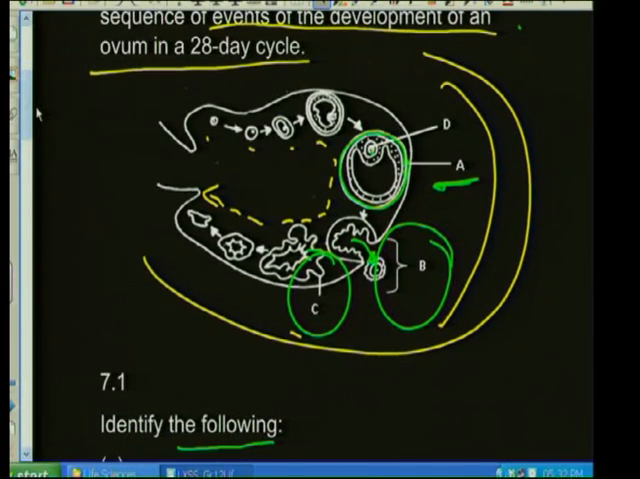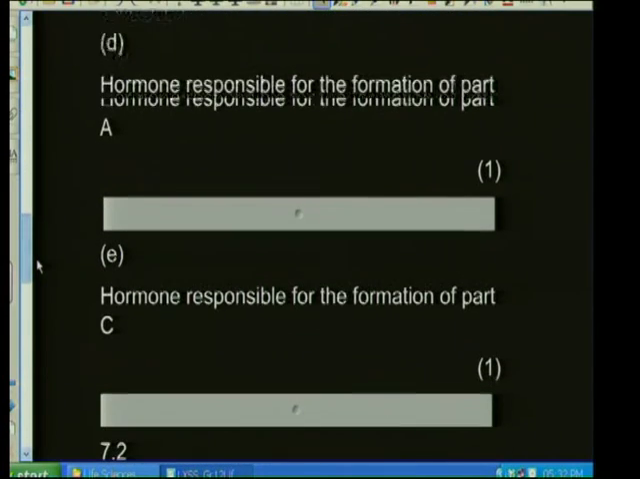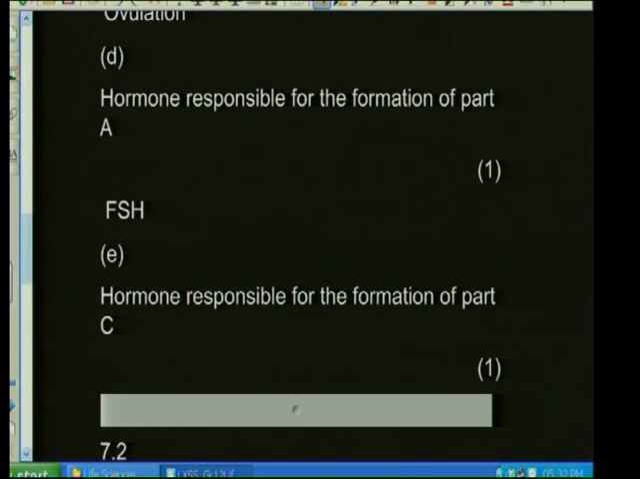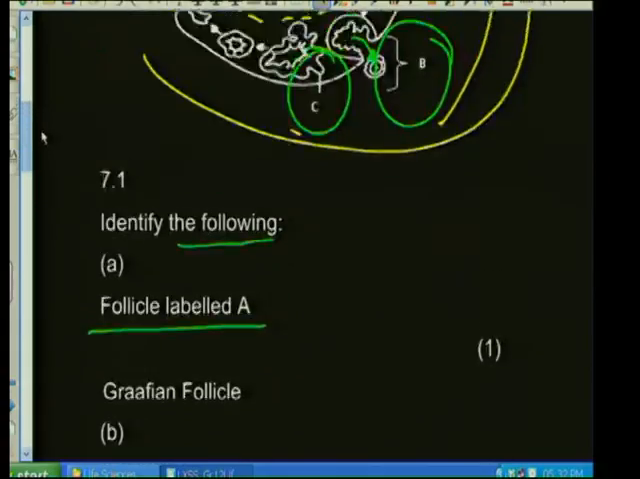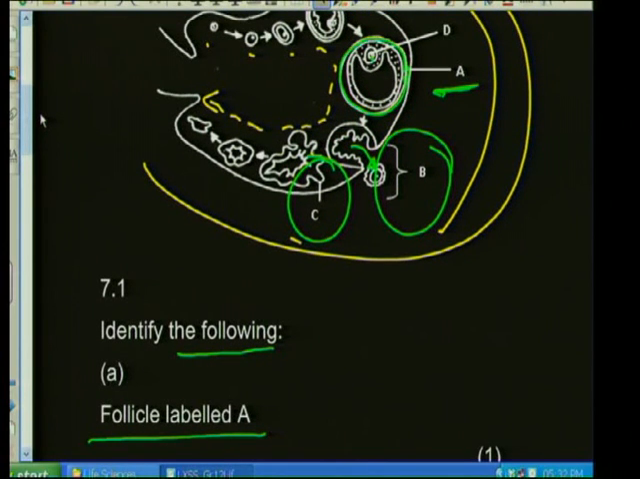Hormone responsible for the formation of part A. What is part A? Part A is the Graafian follicle. We labeled that just now. What hormone is responsible for its formation? And that would be FSH, follicle stimulating hormone. It stimulates the primary follicle to become secondary, to become tertiary, to become Graafian follicle eventually. Hormone responsible for the formation of part C. Part C we labeled as the corpus luteum. How does the corpus luteum form? Corpus luteum forms when ovulation takes place. In other words, after the Graafian follicle releases the egg, the remainder of the follicle is called corpus luteum.